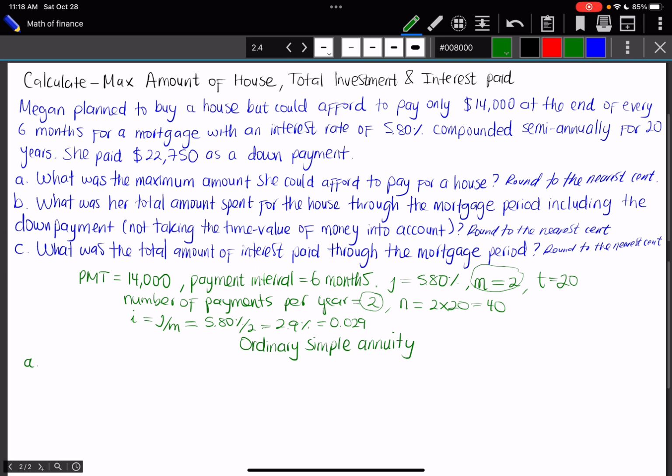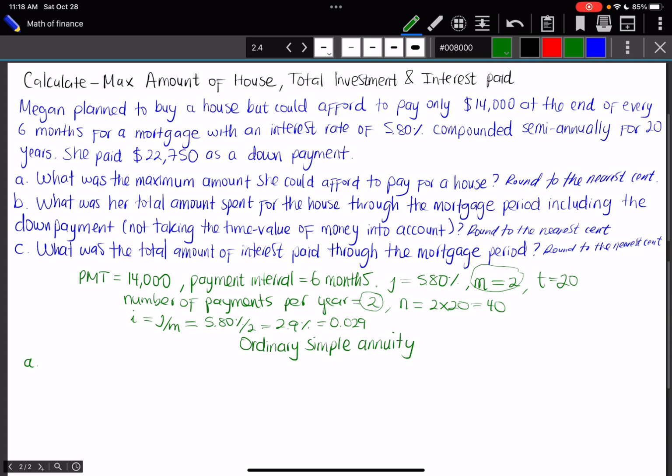To calculate the present value of all the payments at the beginning of the 20-year period, we calculate the present value of each payment and then add all the present values using a compound interest formula. And then we need to add the $22,750, that is a down payment, to that amount.